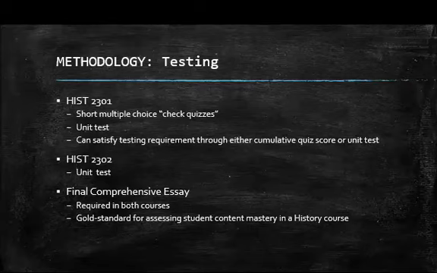The only required element of all students in History 2301 is the final comprehensive essay, which is the gold standard for assessing student content mastery in a history course. History 2302 students also must submit a final comprehensive essay of similar scope. Performance on the essay will be a direct point of comparison between the two courses.